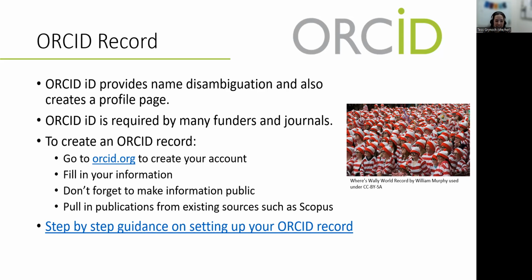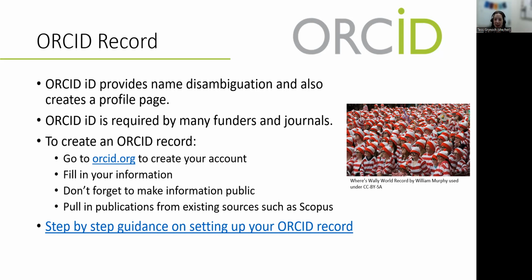So everybody does, excellent. So if you were not aware, when you create an ORCID ID, that long string of numbers, it also creates an ORCID record for you. And the great thing, not only does ORCID provide that name disambiguation, but it also has this profile page, which kind of solves that where's Wally problem. So we can definitively define which Wally we want to find.